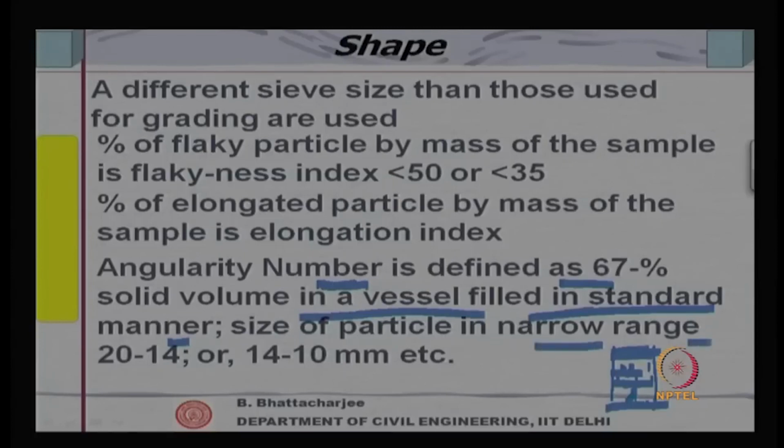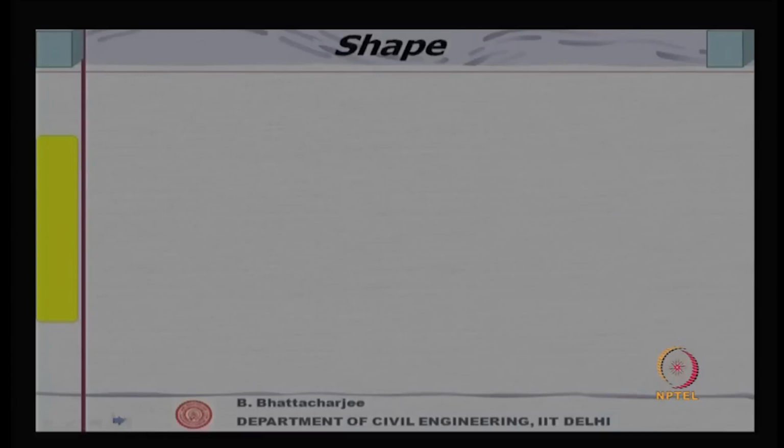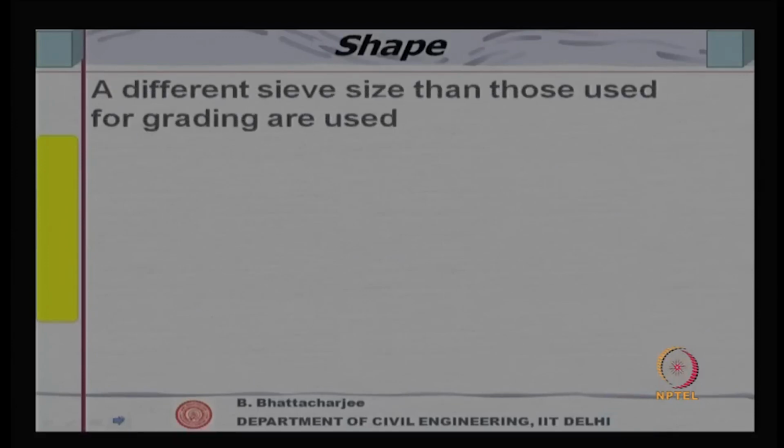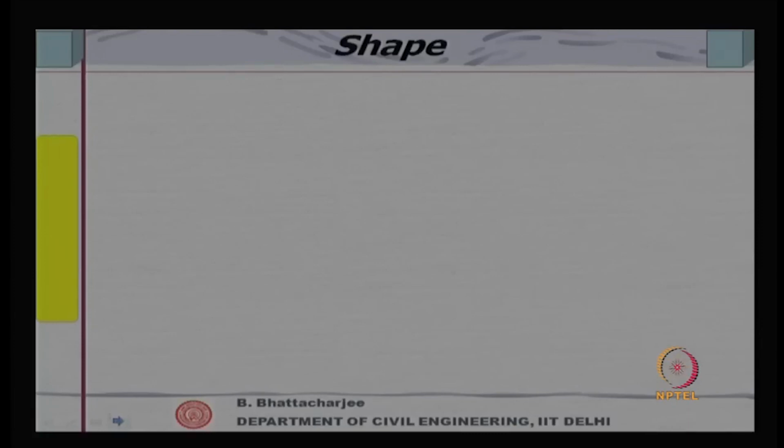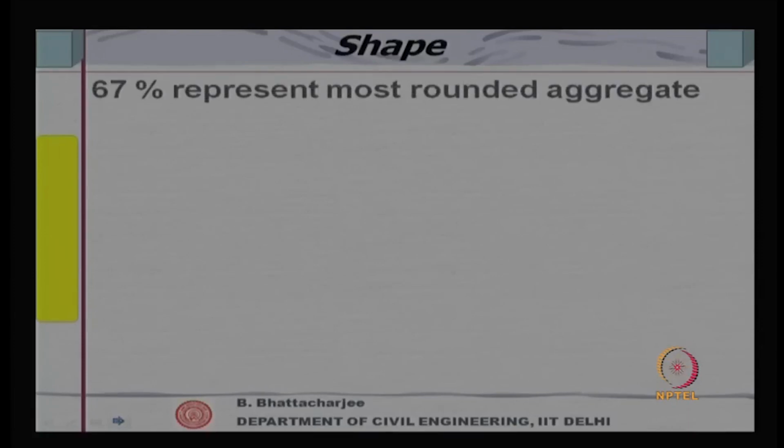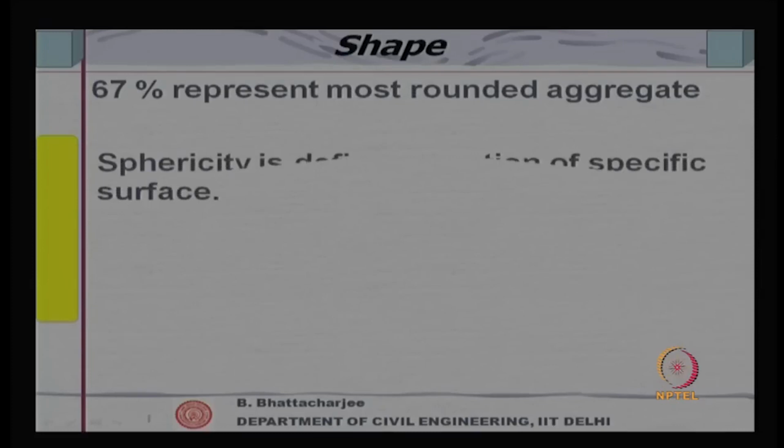The size is generally in a narrow range of 20 to 14 mm or 14 to 10 mm etcetera, depending upon the code and purpose. So, various codes use this angularity. The ACI code, for example, the ACI recommendation, uses this angularity number. This is what the idea is. 67% represents the most rounded aggregate, and that is why 67% was used.